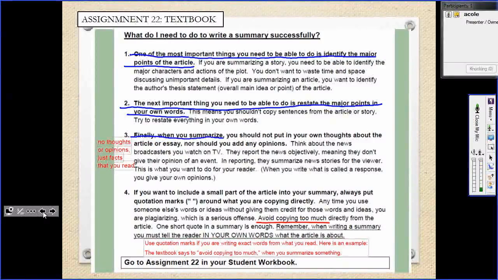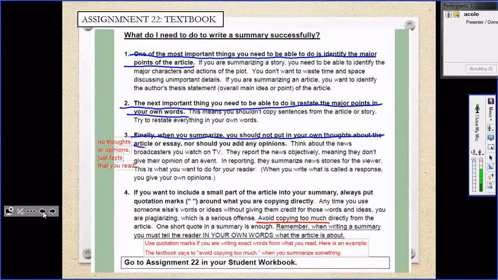So finally, this is number 3. Finally, when you summarize, you should not put in your own thoughts about the article or essay, nor should you add any opinions. All right, so a summary is not about sharing your thoughts and opinions. It's about just sharing information. Summarizing is just taking what you read and explaining what you read in your own words. That's all it is. That's what number 3 is saying. So I might say something like, do not include any of your thoughts or opinions, just the facts that you read.